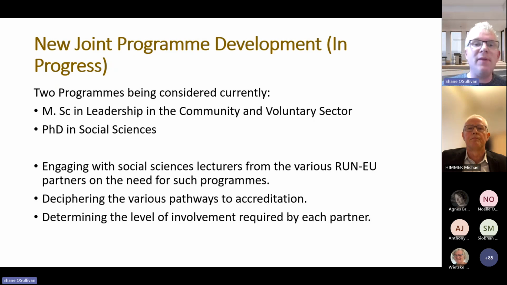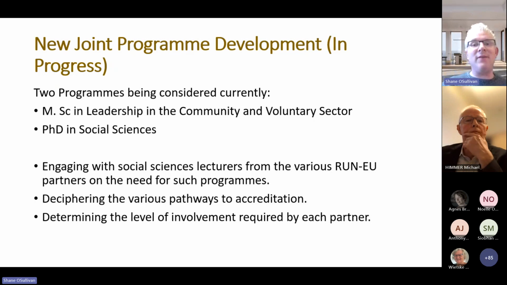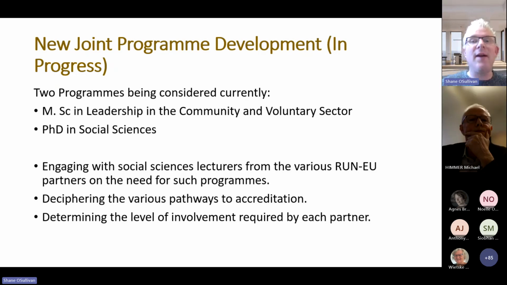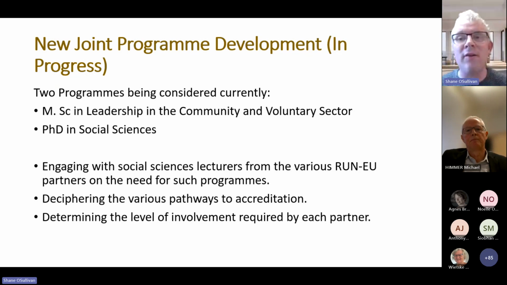We've also been looking at the different pathways to accreditation, because we are acutely aware that there are different accreditation processes in each of the partner countries, and we are trying to map that out to meet the requirements of the program and for the benefit of the student. What we're doing now is trying to determine the level of involvement required by each partner organization, and hopefully over the next few months we will get these programs developed.